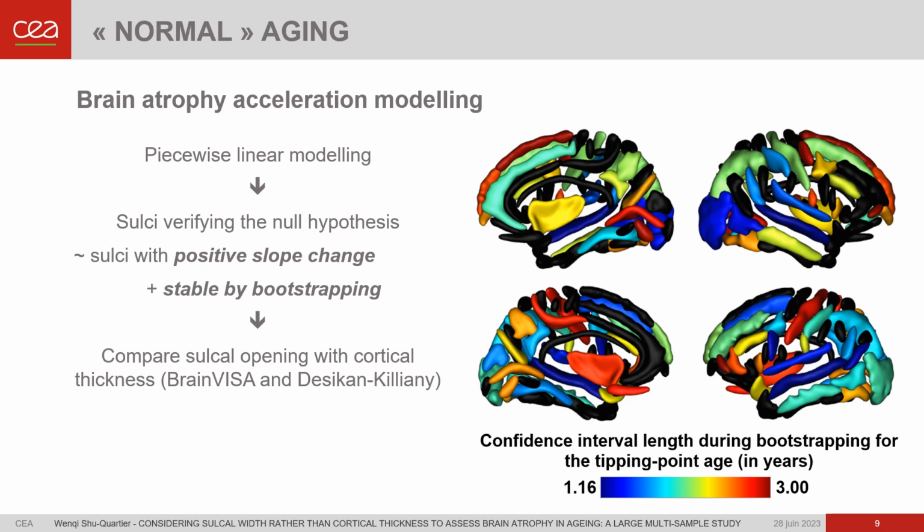cortical thickness measures. To select the sulci that truly exhibit acceleration in atrophy, we apply the following two criteria. The change in slope must occur in the correct direction, namely a higher final slope compared to the initial slope for sulcal width, or a lower final slope compared to the initial slope for cortical thickness, indicating accelerated thinning of the cortex. Additionally, the age of acceleration must remain relatively stable during bootstrapping. Therefore, for visualization purposes, we have set an arbitrary threshold of 3 years.